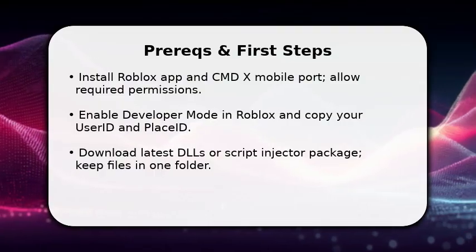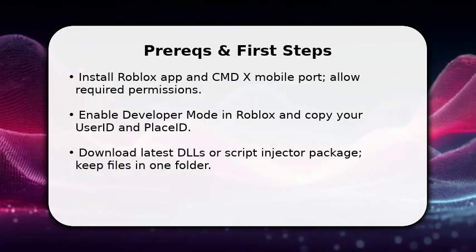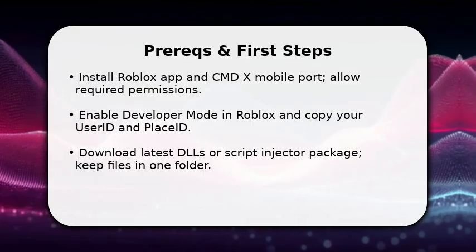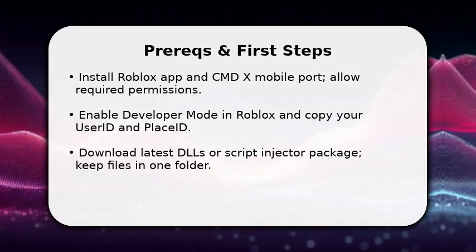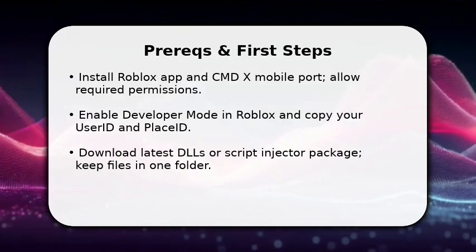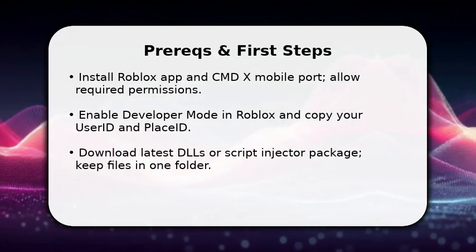You start by confirming the essentials: Roblox installed, Cmd X mobile files downloaded, and permissions granted. Once done, open Roblox and note your user ID and the place ID for the game you'll target. Make sure the injector package and any DLLs are in a single accessible folder on your device or cloud.